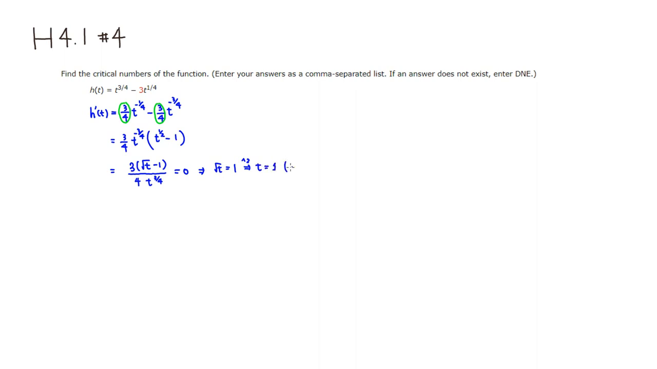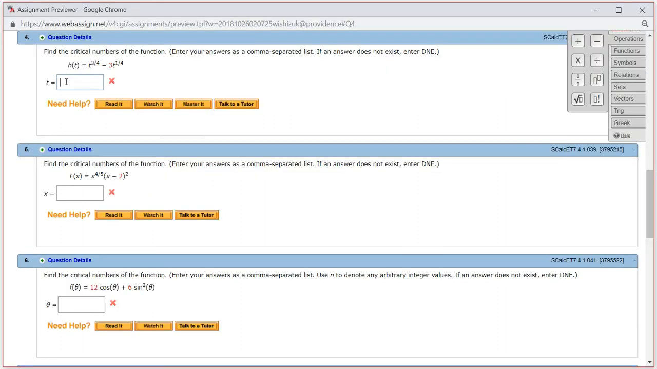So we have a critical number of the first kind. And also, if you look at h prime, when t equals 0 it is undefined, which makes t equals 0 another critical number. So the critical numbers are 0 and 1. Let's type it in. We have t equals 0 and 1.